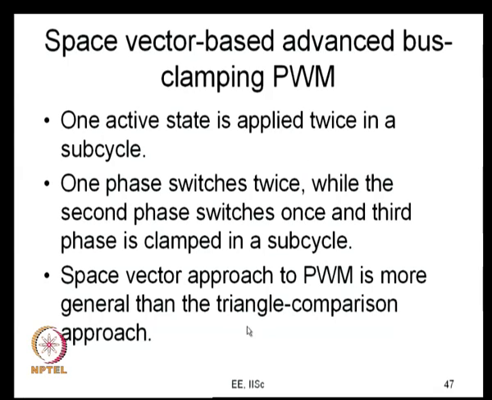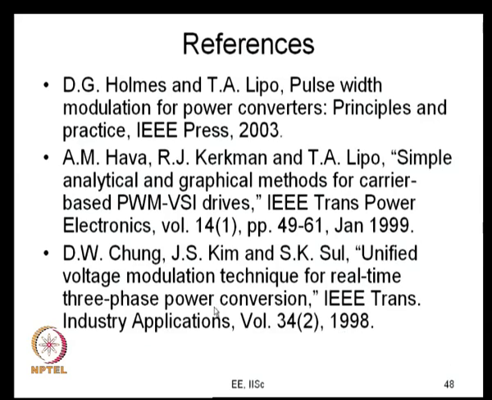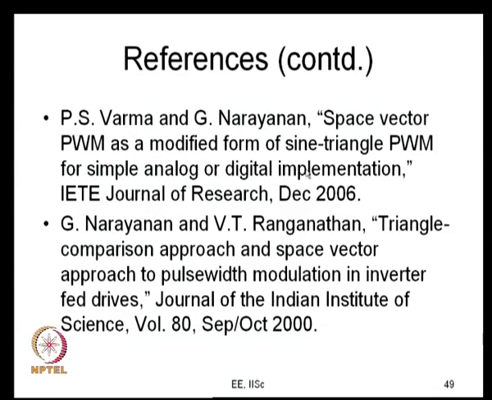We will be emphasizing these points again and again for a while. In the space vector PWM, what we want to say is that one active state is applied twice in a subcycle. There are some advanced bus clamping PWM methods which we will discuss specifically in the next one. This is a more general version, to show that the space vector approach is more general than the triangle comparison approach. Quickly, some references here: this is a book, and these two references are papers on this area. This is a tutorial paper on this, and this paper is on the triangle comparison and the space vector approach.